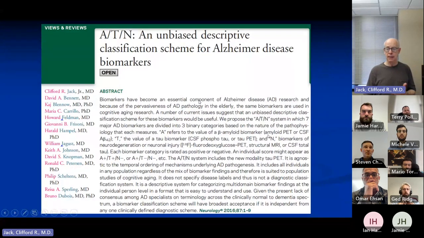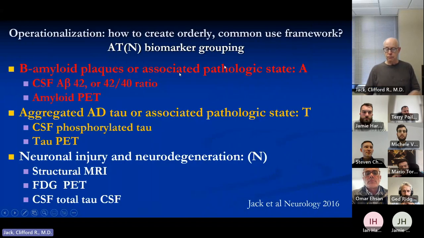And that's what then led to this notion of ATN, published in Neurology by this group of people here in 2016. And this is what the ATN categorization looked like. You see now there is tau PET available.